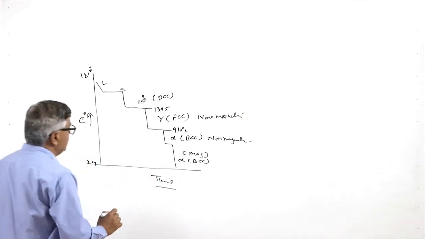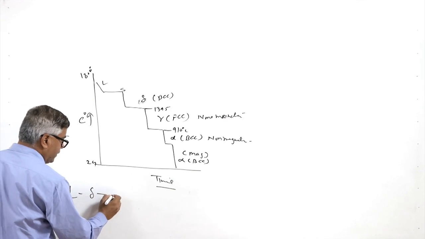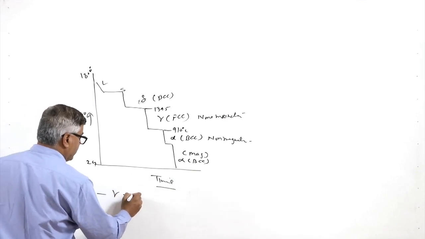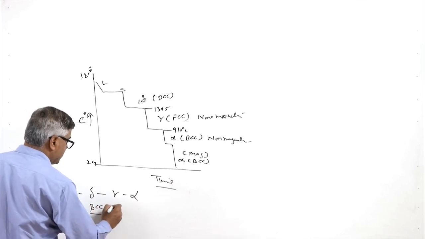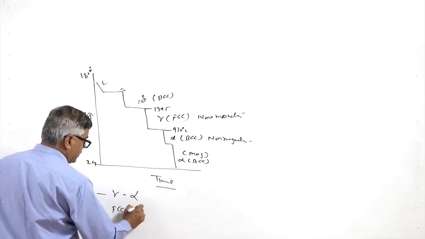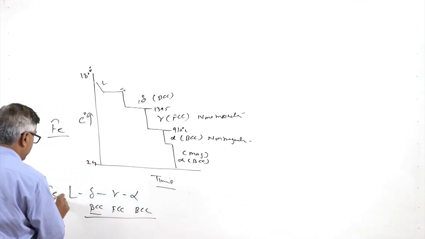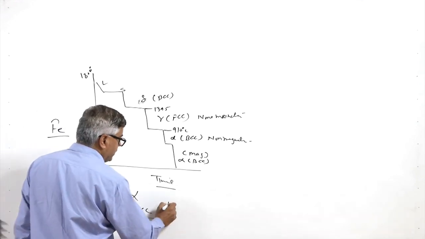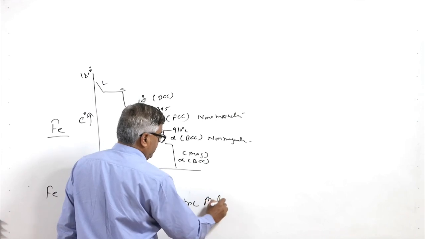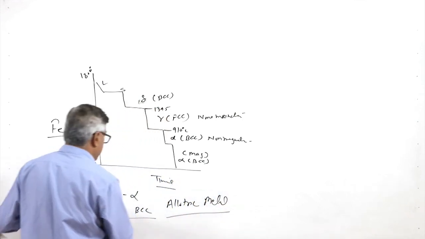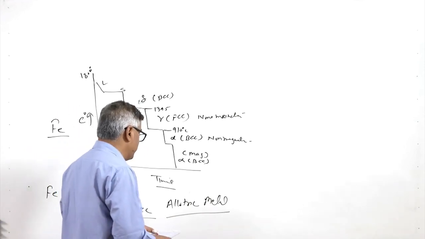So if we see on cooling from the liquid state, it forms first delta, then gamma, and then alpha, which will have first BCC, then FCC, and then again BCC. So there is a continuous change in structure of the iron. Because of this change in structure only, it is called an allotropic metal, wherein a change in temperature results in a change in the phases which will be formed.